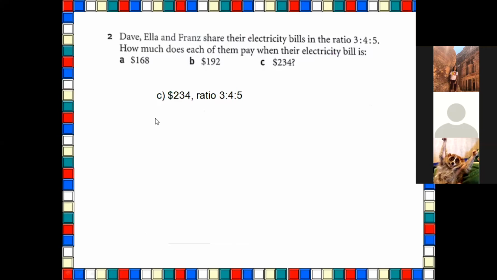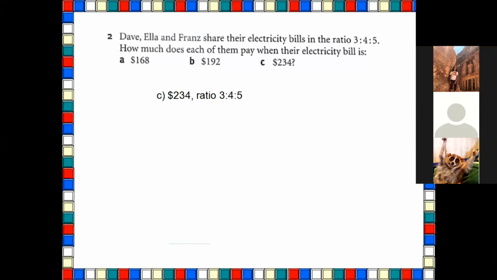Question 2 again. There are, again, 3 persons, Dave, Ella, and Franz. They shared their electricity bills in the ratio 3 to 4 to 5. How much does each of them pay when their electricity bill is, we're just going to do C, $234. So the bill is $234. The ratio is 3 to 4 to 5.